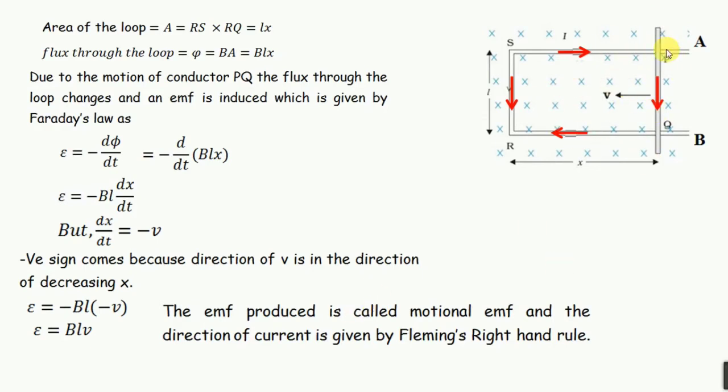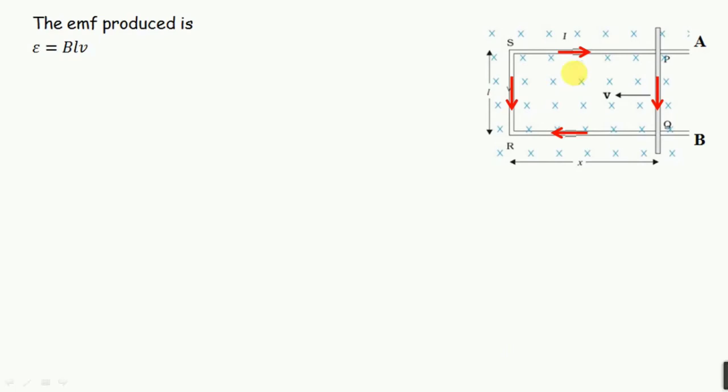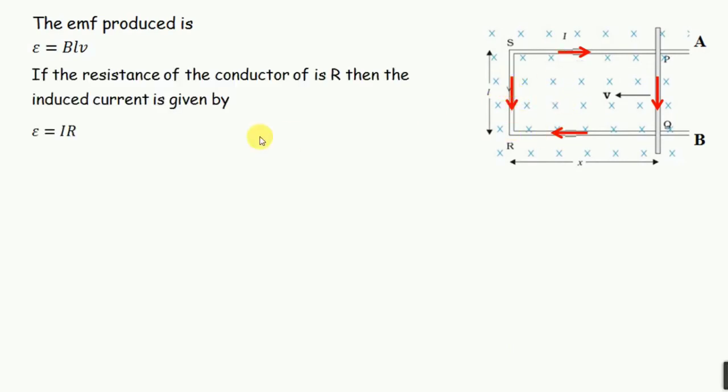And the direction of induced current is found out by using Fleming's right hand rule. And if you want to find the current in this diagram, then you have to use Ohm's law. V is equal to IR. V here is EMF, so I'll write E is equal to IR, where R is the resistance of this conductor. So this is the expression for current.